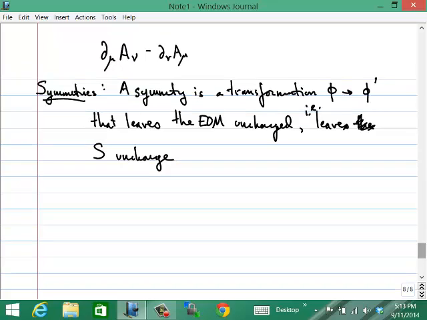So symmetries come in two flavors. There are discrete symmetries and continuous symmetries. A discrete symmetry is something like a reflection symmetry, say if you take x to minus x or t to minus t. And those are useful, but much more useful are continuous symmetries.